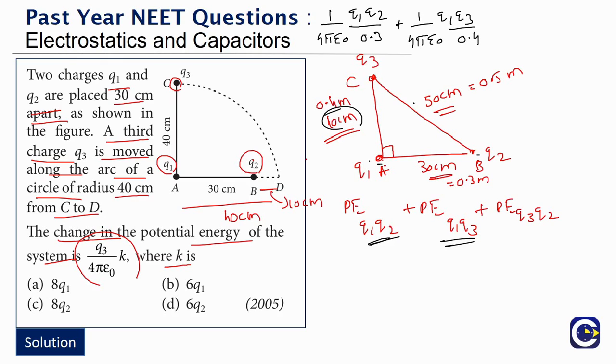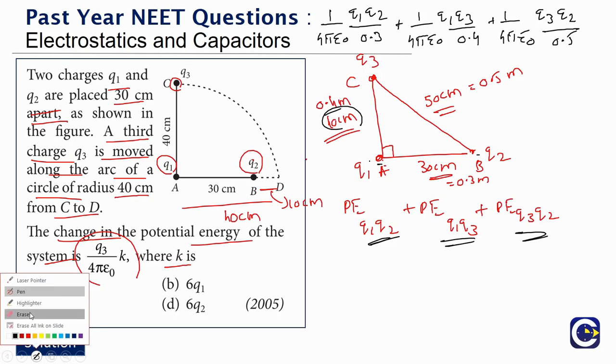What about the potential energy of Q3 Q2? 1 by 4 pi epsilon naught Q3 Q2 by, what is the separation between them? 0.5. So this is the total initial potential energy of the combination.